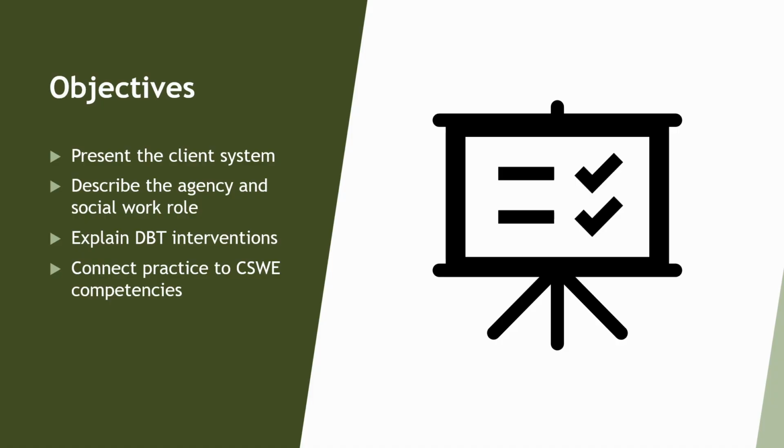So, a quick presentation overview of the objectives. Today's presentation follows the required format for our field seminar. First, I will introduce the client system and discuss presenting concerns. Next, I'll describe the outpatient mental health agency where I completed my placement and explain my role as a social work intern. From there, I'll review the treatment plan and explain why DBT was selected as primary intervention.